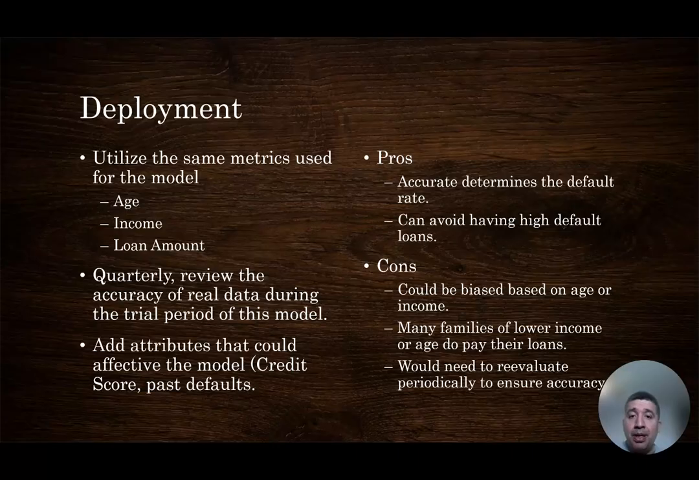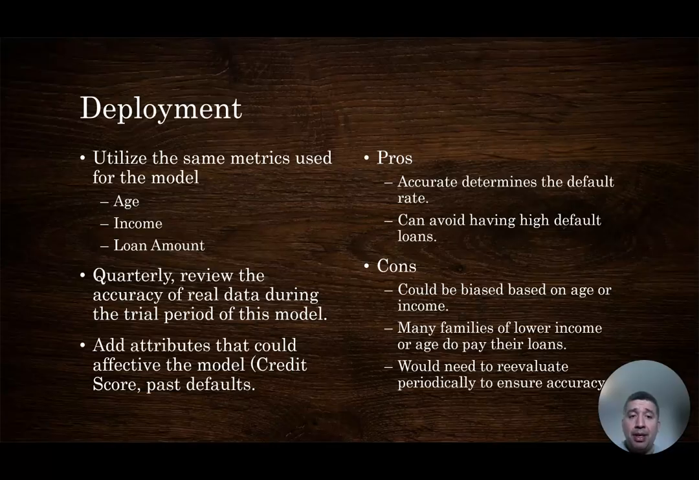Now, some of the cons that we should look at, to make sure that we're practicing ethical values, is that we're not just basing it off of age and income. Many families do pay their loans even though they may have lower incomes or they're younger. We want to make sure that just because someone comes in that's young, there's not an automatic no. We want to make sure that those other factors, their income and the loan amounts, are being implemented before we make that decision. And this would be something that always needs to be reevaluated so we do not fall into those issues.